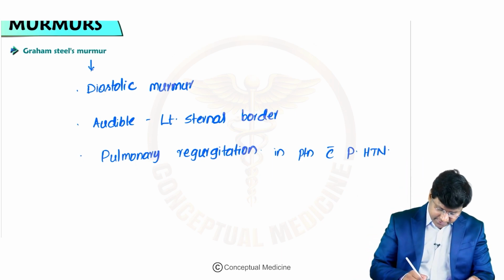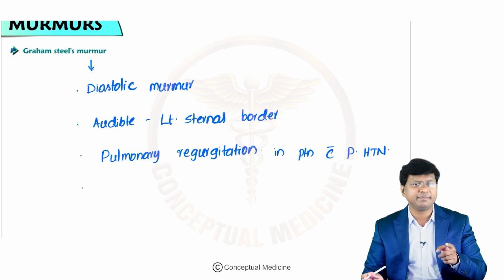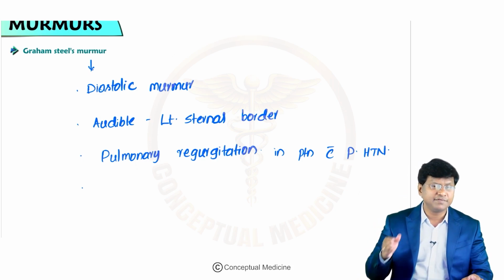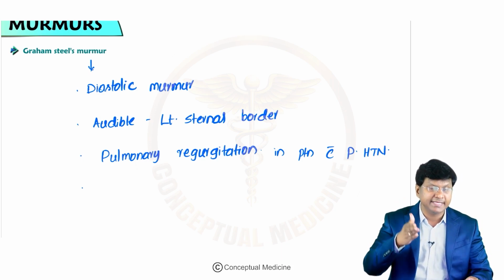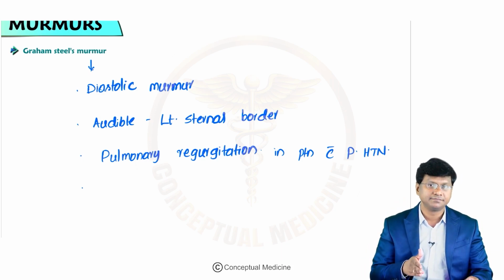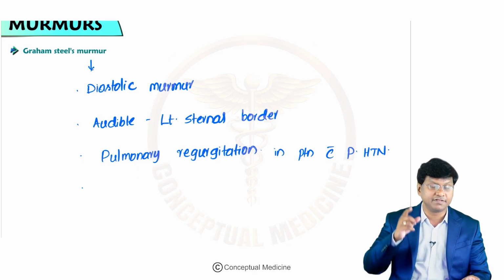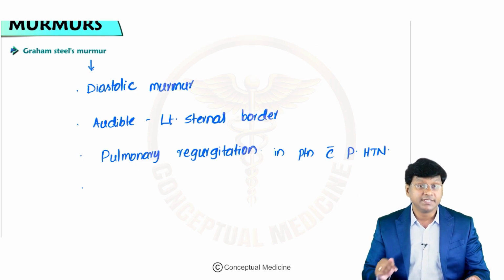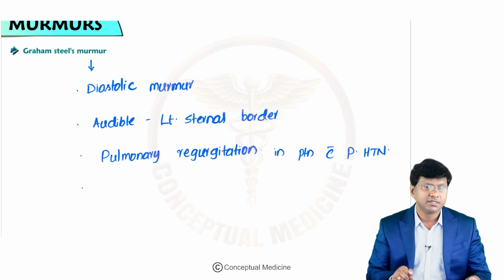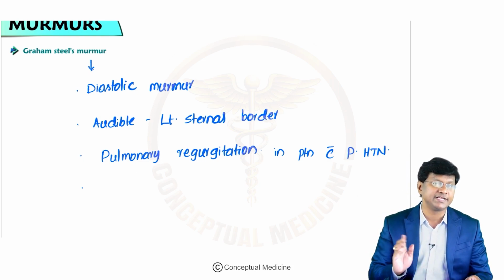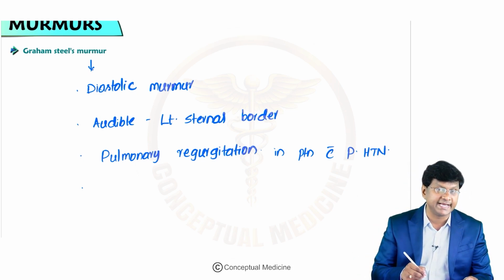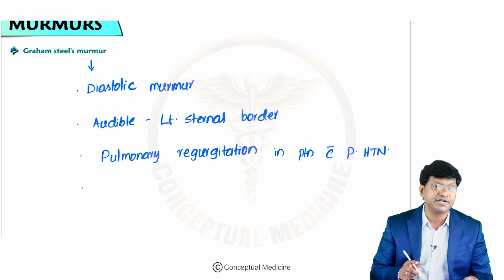Okay, and in pulmonary hypertension, what happens? Because of increase in pulmonary artery pressure, some of the blood from the pulmonary artery may leak into the right ventricle, resulting in an early diastolic murmur, and that will be your Graham-Steele's murmur. And this Graham-Steele's murmur, if you see the character of the murmur, it is a high-pitched decrescendo murmur.